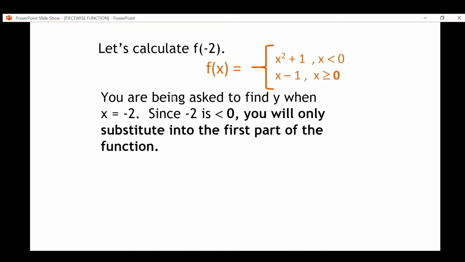Ayan. So, you're being asked to find y when x equals negative 2. Since negative 2 is less than 0, you will only substitute into the first part of the function. Okay. So, the first part of the function is x squared plus 1. So, substitute lang natin si negative 2 to the function. So, negative 2 quantity squared plus 1. So, simplifying, the answer is 5. Okay?